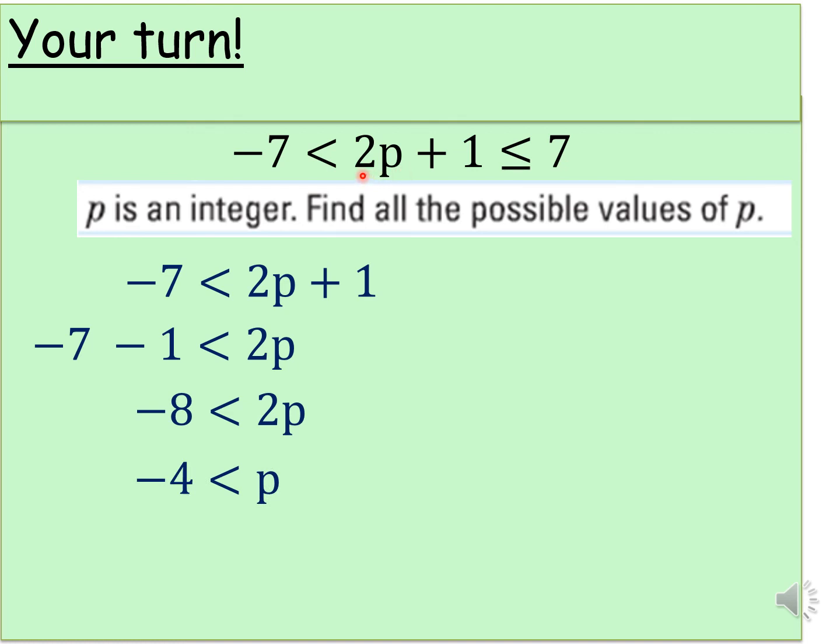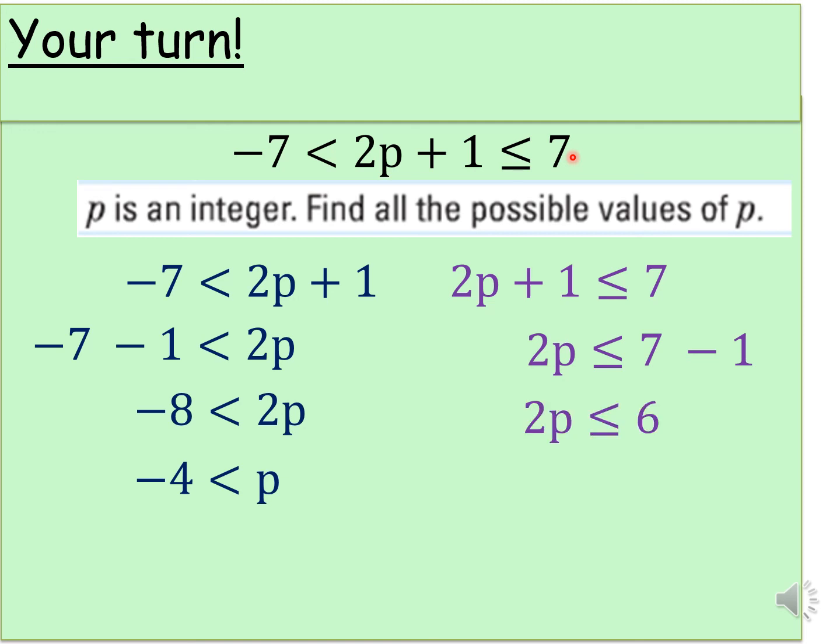And then now focus on the middle part and the right hand side. Okay, so take away 1 from both sides. You get 2p less than or equal to 6. And then divide both sides by 2. You get p is less than or equal to 3. Put these two together, p in the middle. You get minus 4 as a lower limit and 3 as an upper limit.